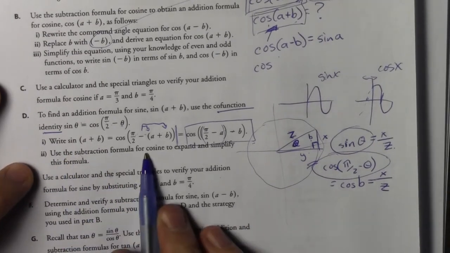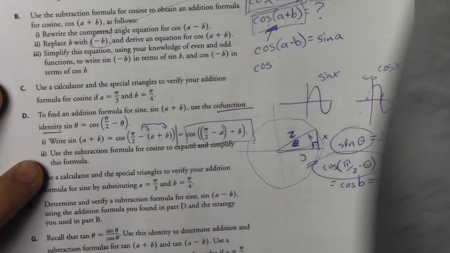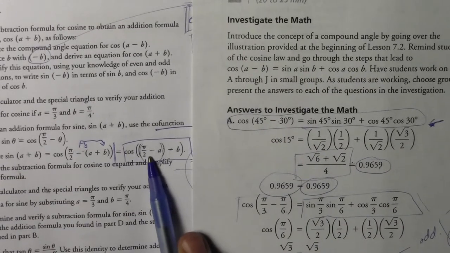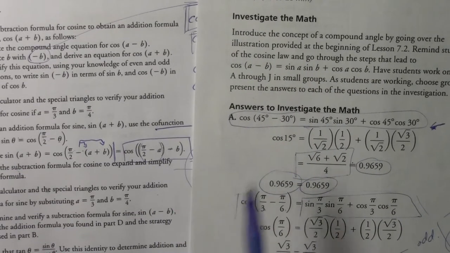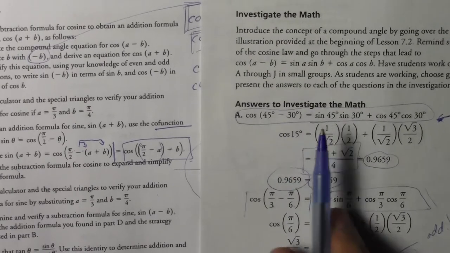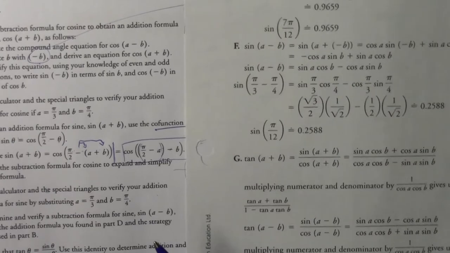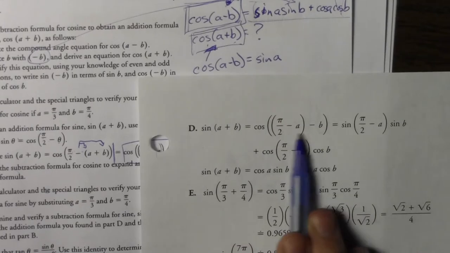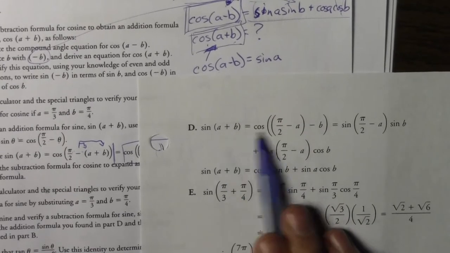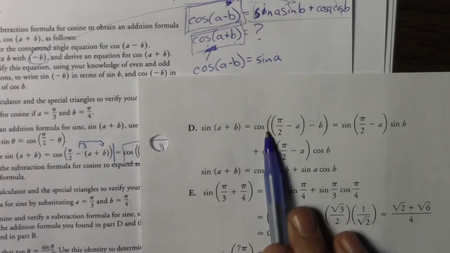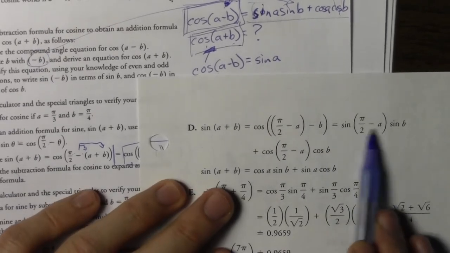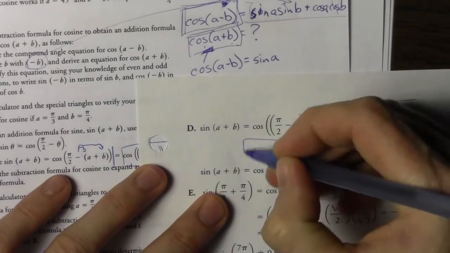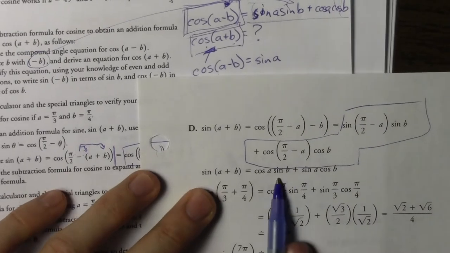All right, next we use the subtraction formula for cosine to expand and simplify this formula. So we're going to use this formula now, where our two angles are 90 minus A and B. There is our original that we started with. Here's the one that we just developed that I showed you. And now here's the formula that we knew from the beginning. Okay? So we're going from here now, and we have to get to this simpler one.